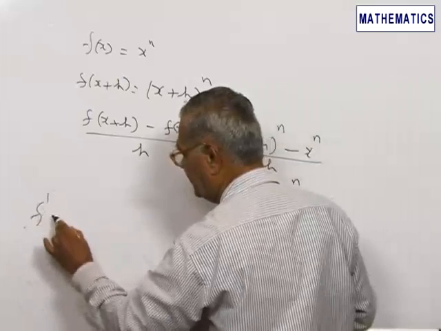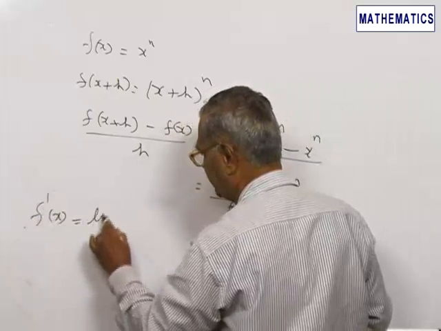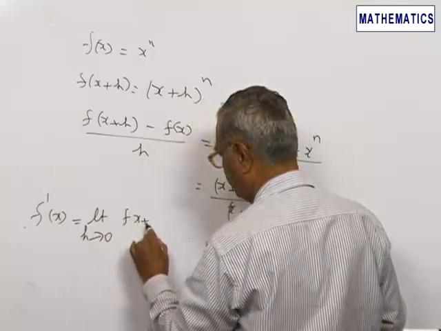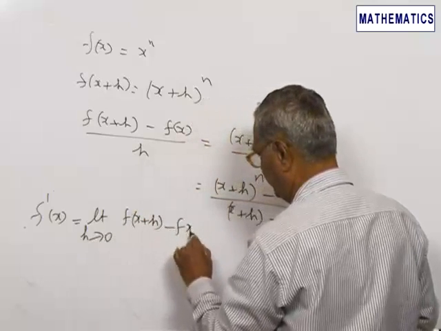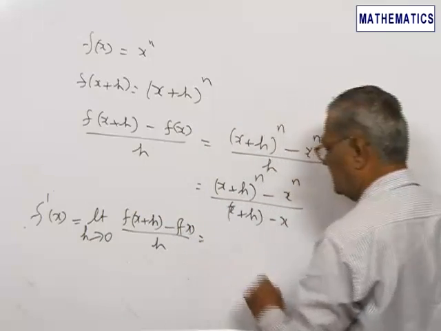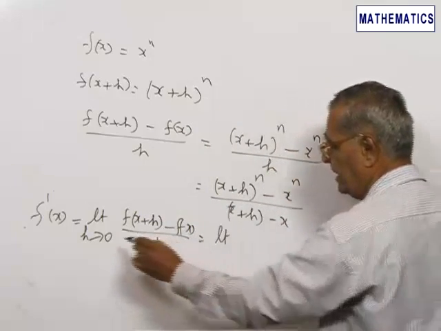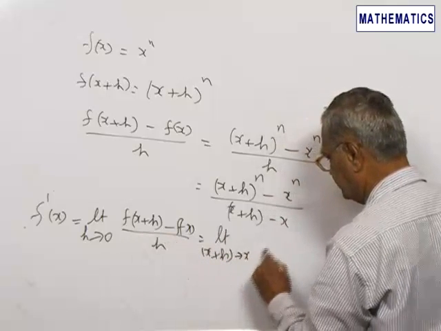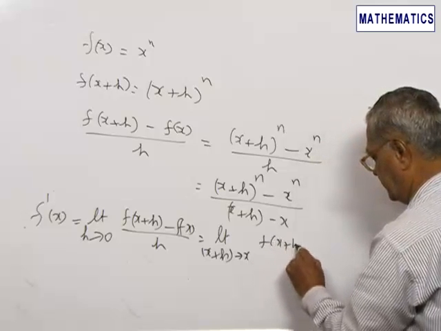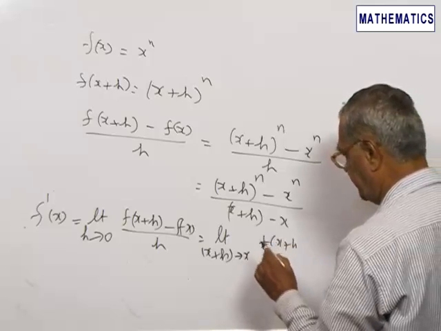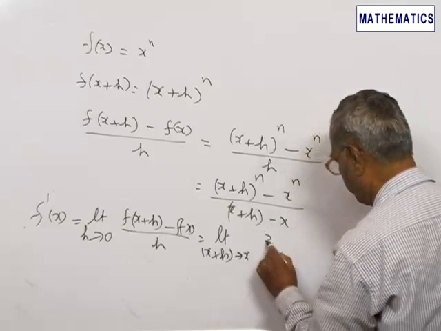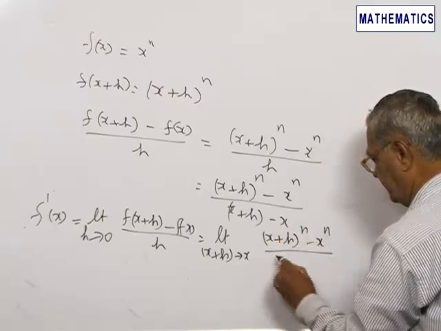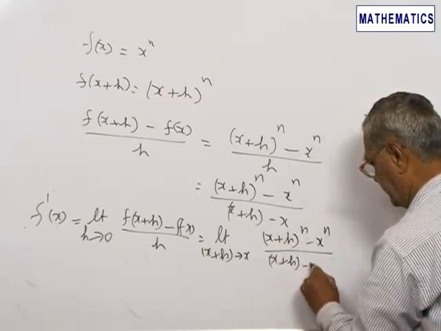What is the definition for the derivative of the function? f dash x is nothing but the limit h tending to 0 of f of x plus h minus f of x divided by h. This is the same as x plus h tending to x of f of x plus h minus f of x divided by h. This can now be written as x plus h whole to the power of n minus x to the power of n divided by x plus h minus x.